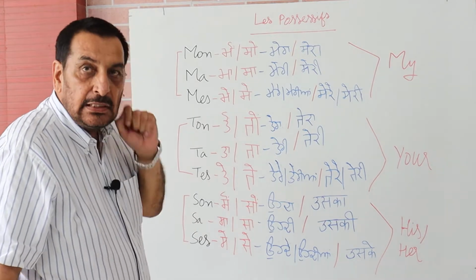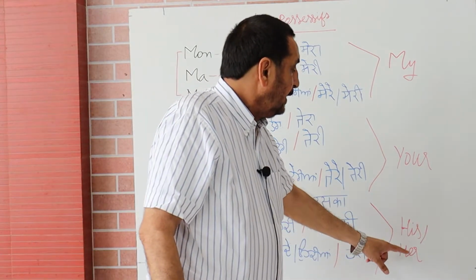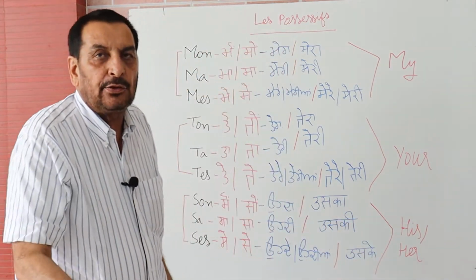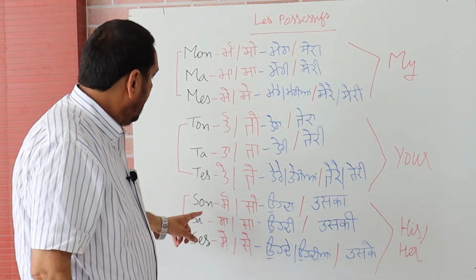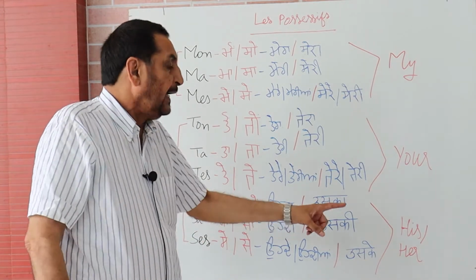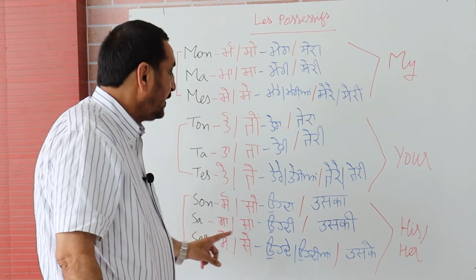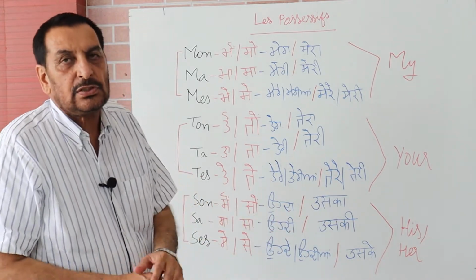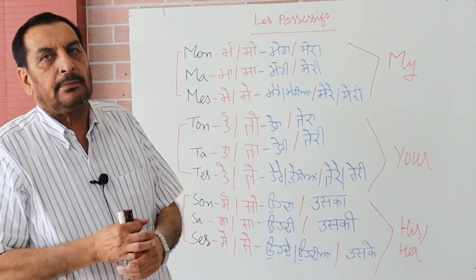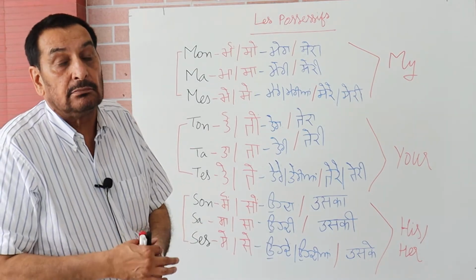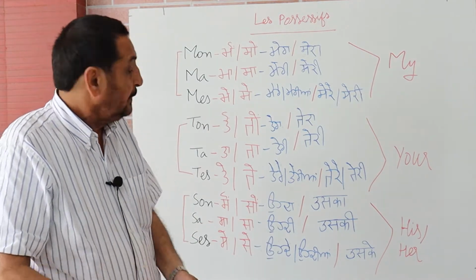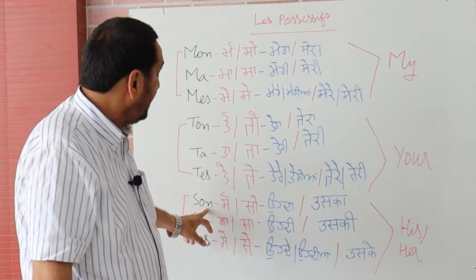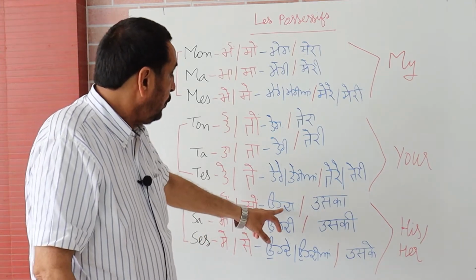Son, sa, se means it is his and her. I will explain to you. Son can be his and her. Sa can be his and her. Se can be his and her. Because it is very different from English. For example, as we say, son frère.